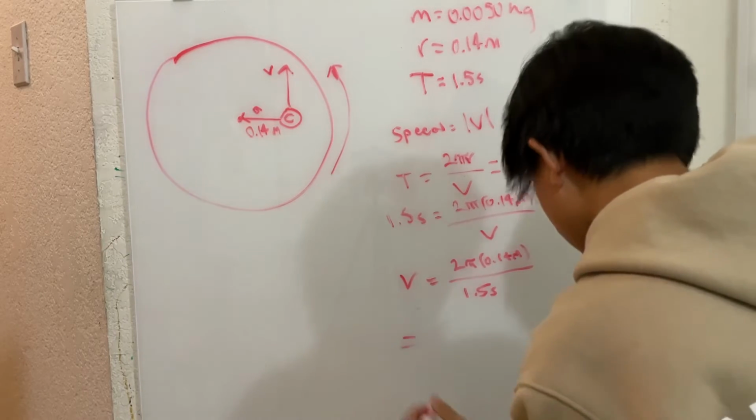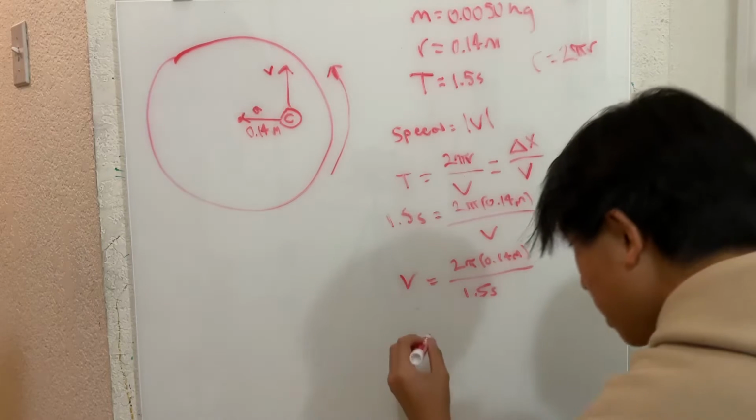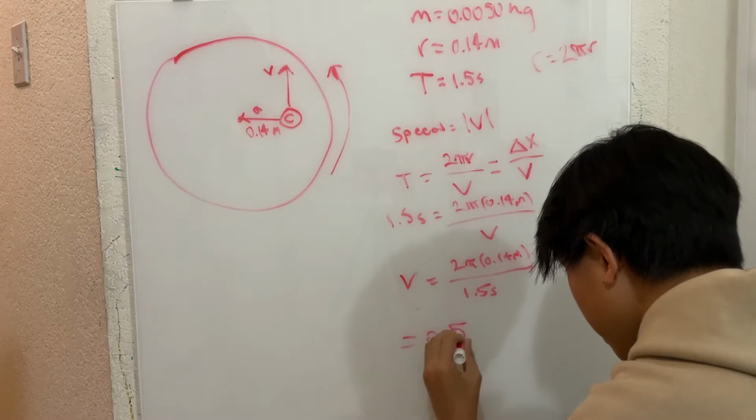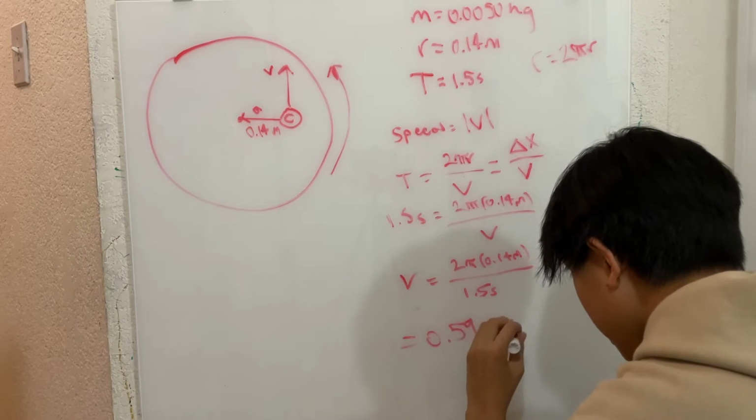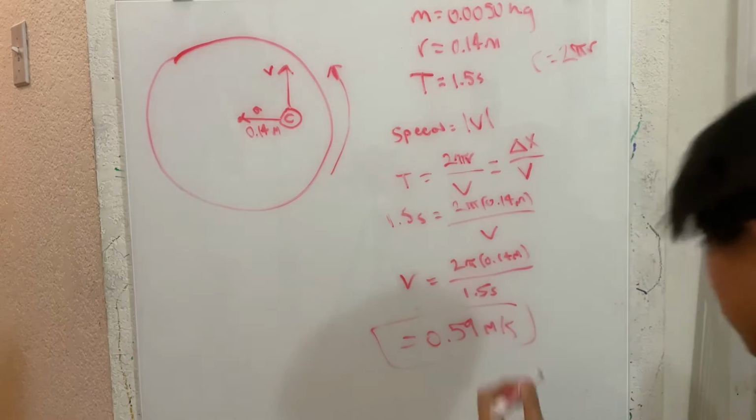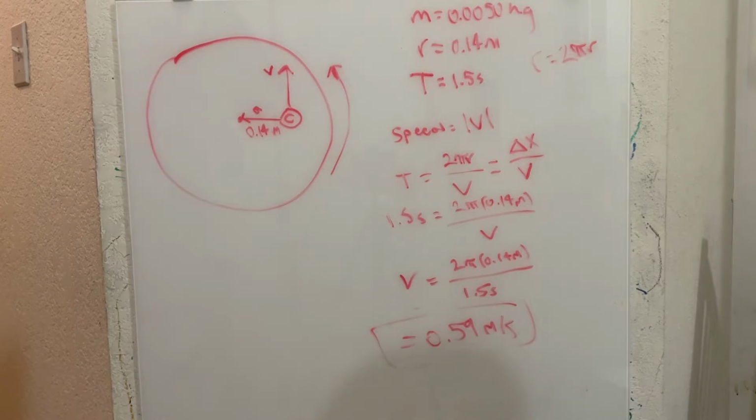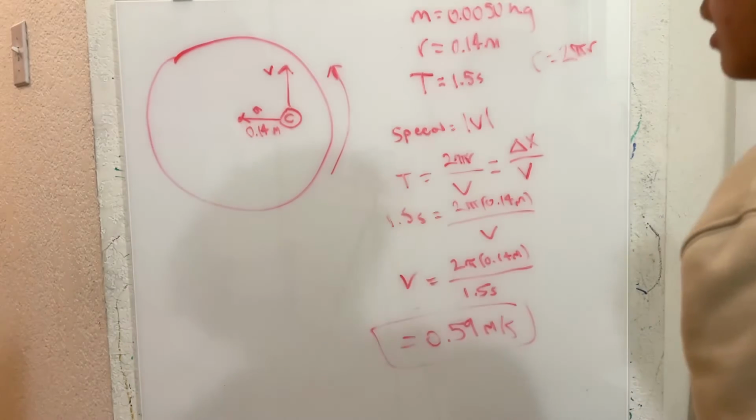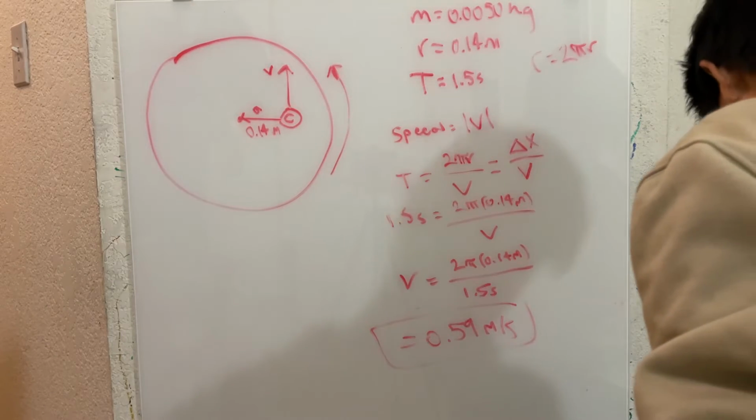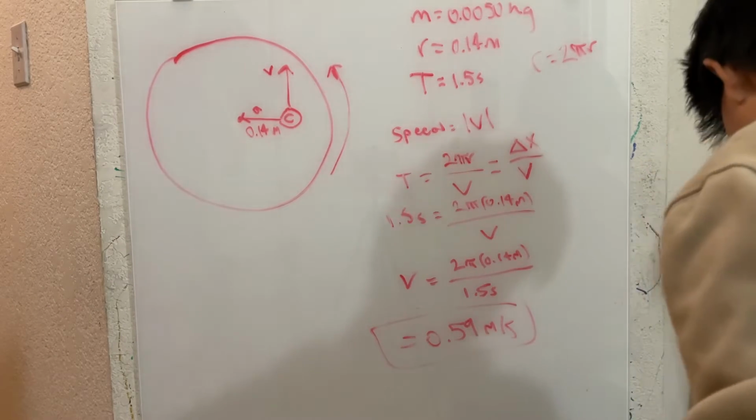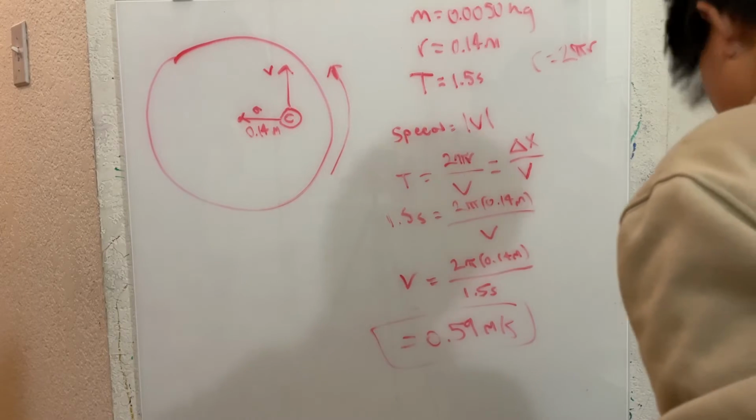And this comes out to be 0.59 meters per second. So that's the velocity, that's the speed, technically, of the coin. So that answers part B.